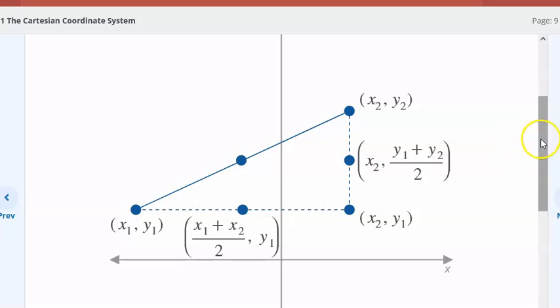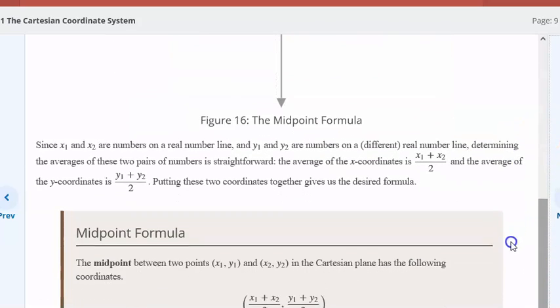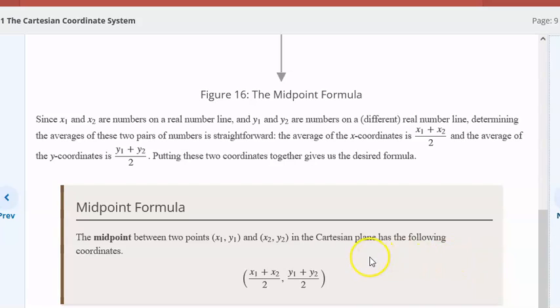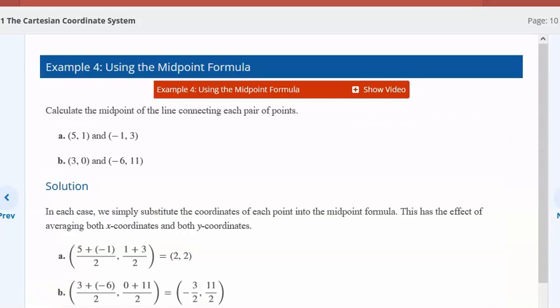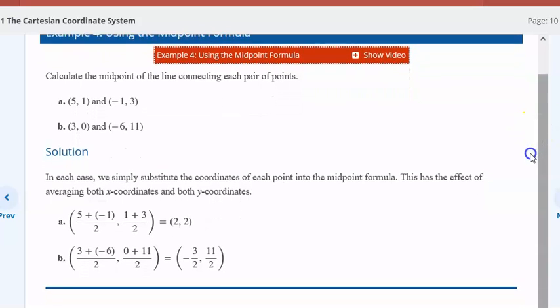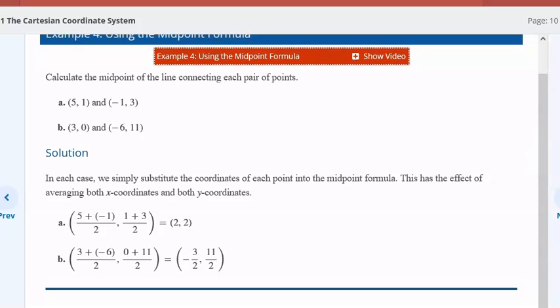So what is the midpoint formula? Again, sort of an easy one. Adding the two x values, dividing it by 2. Adding the two y values, dividing it by 2. The midpoint formula. Take a moment, write it down. All right, here is example 4. And there are 2. Then you'll write these up, and I'll go over them with you.